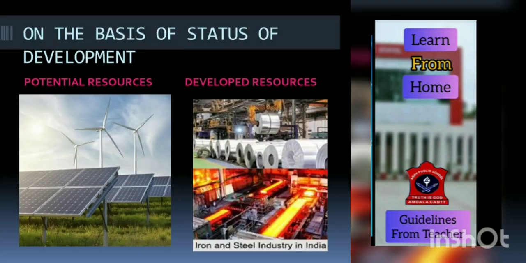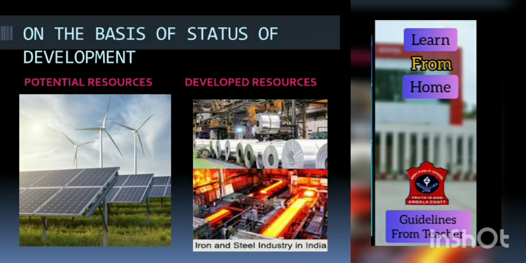The potential resources are the resources which are available in a region but have not been utilized. For example, the solar and wind energy has got a tremendous potential in the coastal regions of peninsular India, but we have not been able to develop these resources. Hence, they are potential resources which can be developed in future.